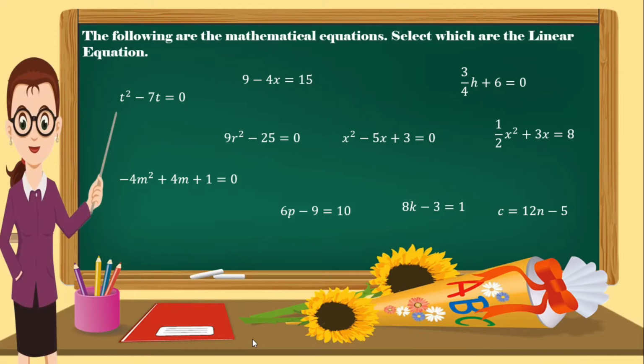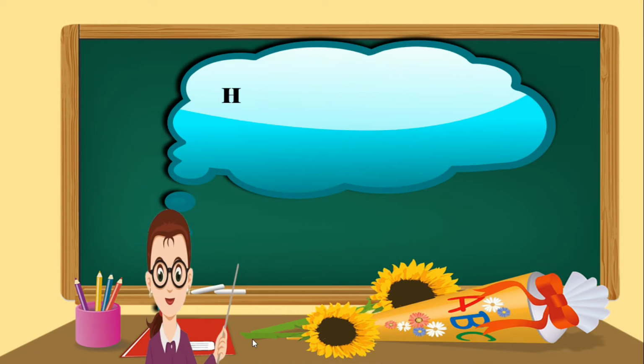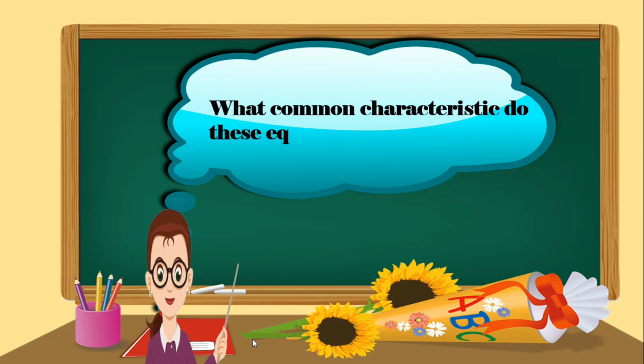The following are mathematical equations. Select which are the linear equations. As you observe, there are equations that are circled; those are called linear equations. The question is, how are these equations different from those which are linear? What common characteristic do these equations have?